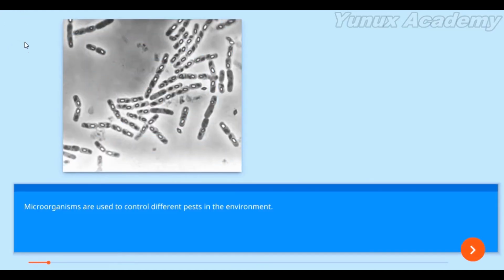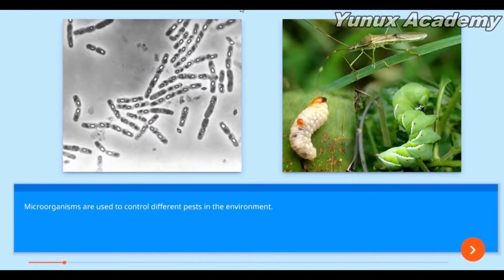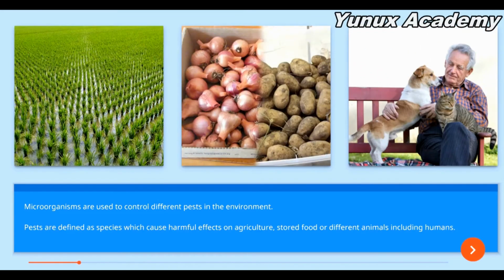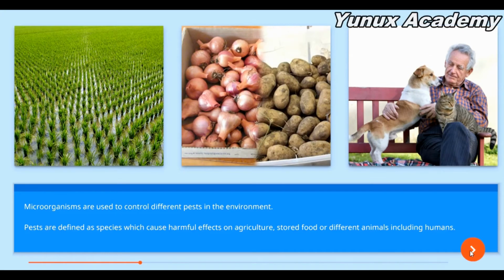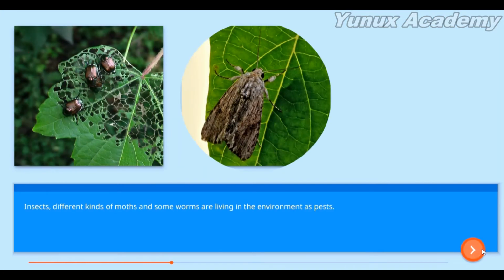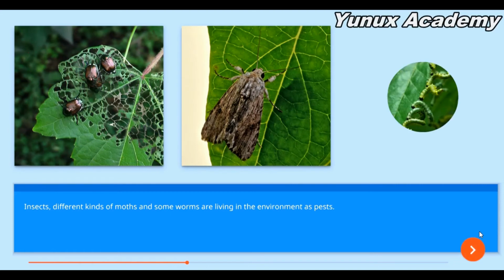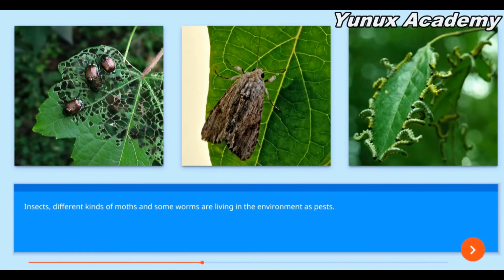Microorganisms are used to control various pests in the environment. Pests are defined as species, which cause harmful effects on agriculture, stored food, or different animals including humans. For example, insects, different kinds of moths, and some worms, that are living in the environment, can be considered as pests. These pests can be destroyed by targeting different stages of their life cycle.